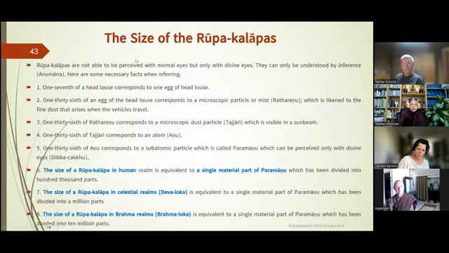So next point is the size of Rupa Kalapas. Yeah. So generally speaking, people think we can see all the 28 matters, most of the material phenomena are visible, but actually, according to the Abhidhamma, it is not. Only visible matter, yeah, visible objects can be seen with the eyes. But according to the Abhidhamma, this kind of Rupa Kalapas, paramattha, ultimate reality, are not visible, or cannot be seen with normal eyes.